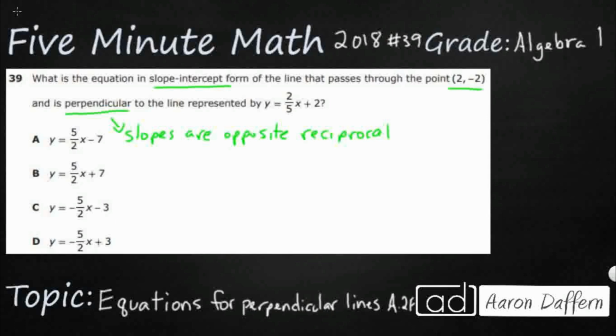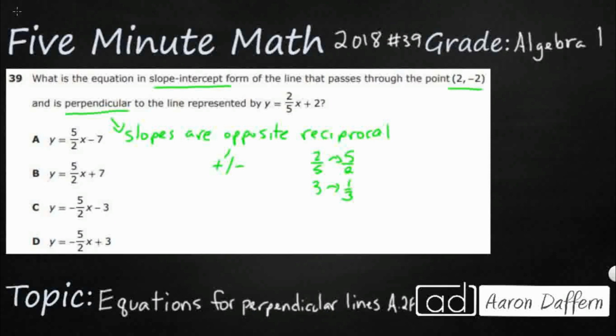So that means if it is a positive in one line, it's going to be negative in the other. So they have to have opposite signs. And then reciprocal. So it might be like, in this case, we've got 2/5. So that's going to flip over into 5/2. Or it might be 3 and it goes over to 1/3. Right, so the reciprocal. We've been working on reciprocal since 6th grade.